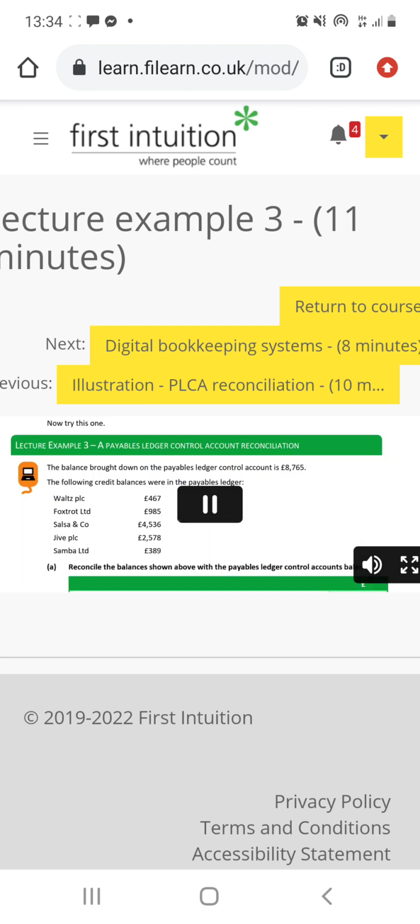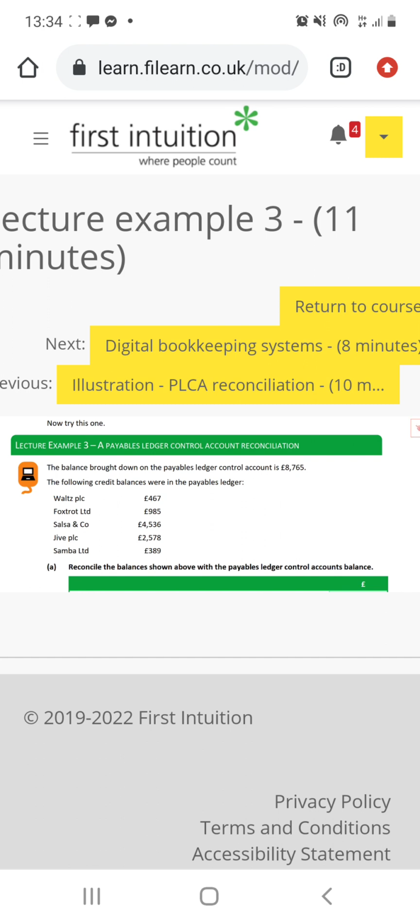Hello, welcome back. Let's now have a look at a lecture example where we go through a payables ledger control account reconciliation. Now, this is one of these areas where we've seen a receivables one, there's an illustration, payables ones you might have seen. So if you're happy and confident, by all means, have a go at this yourself, if you'd like to. If not, then obviously you can run through what I'm about to look at now.